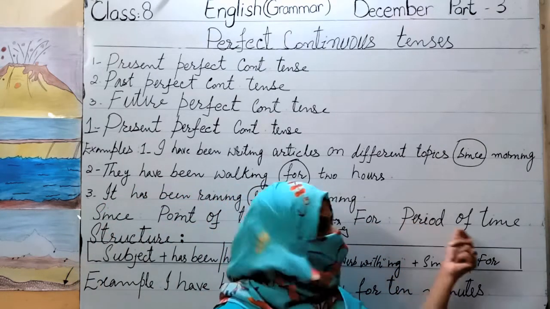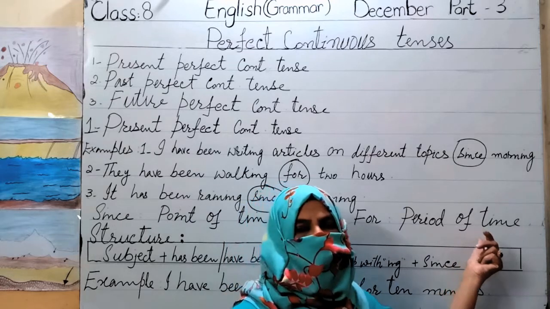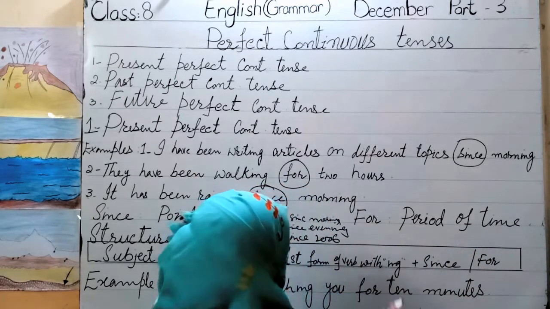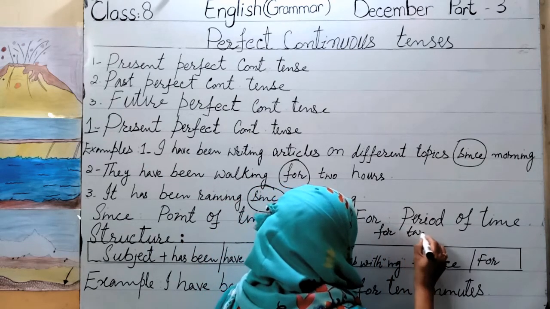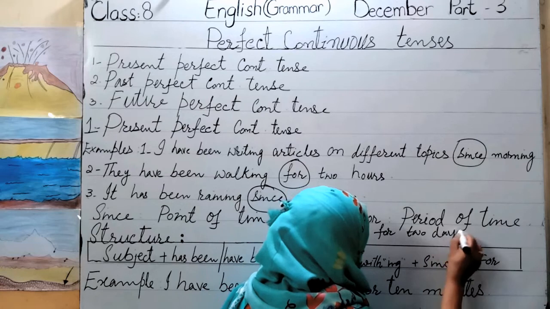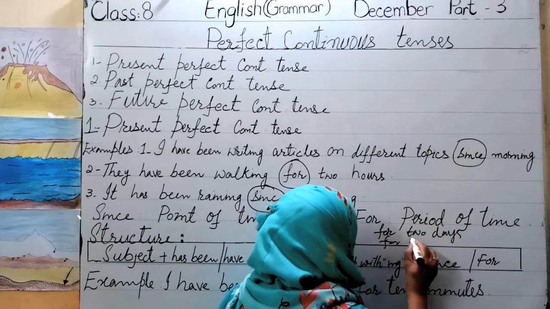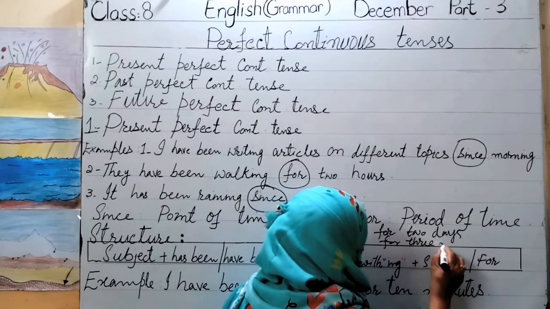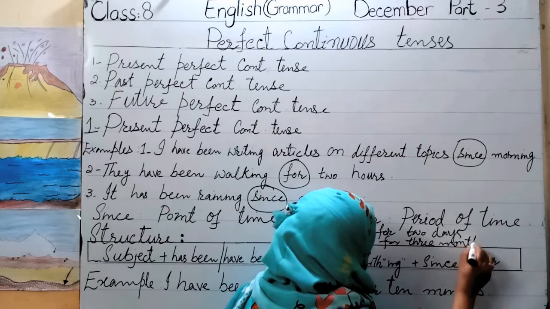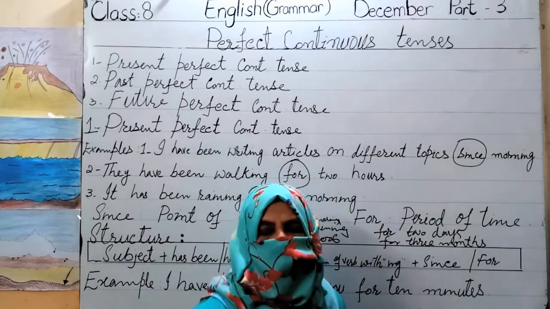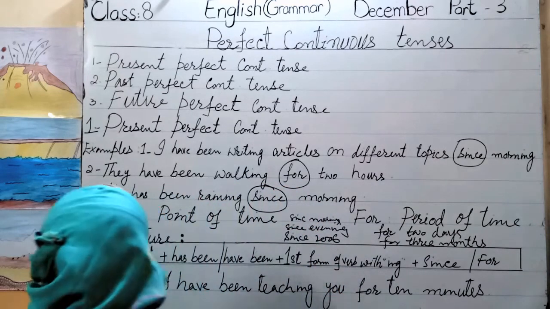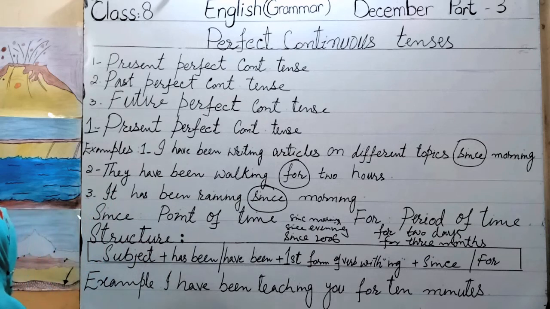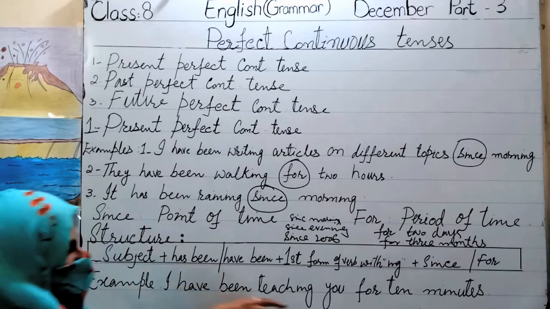Let's move towards the next preposition, for. That is, when a period of time is mentioned, you will use for. For example, for 2 days, for 3 months, for 4 years and so on. Look at other examples. I have been teaching you for 10 minutes.